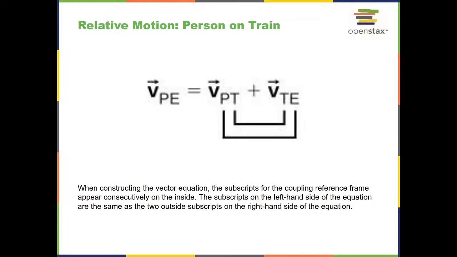So a train going with constant velocity, and t is the train, p is the person, and e is the Earth in this expression here. So the velocity of the person with respect to the Earth is going to be the velocity of the person with respect to the train plus the velocity of the train with respect to the Earth.